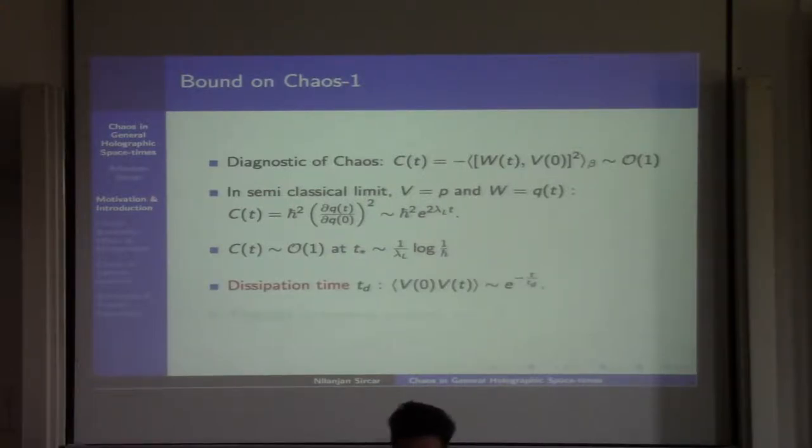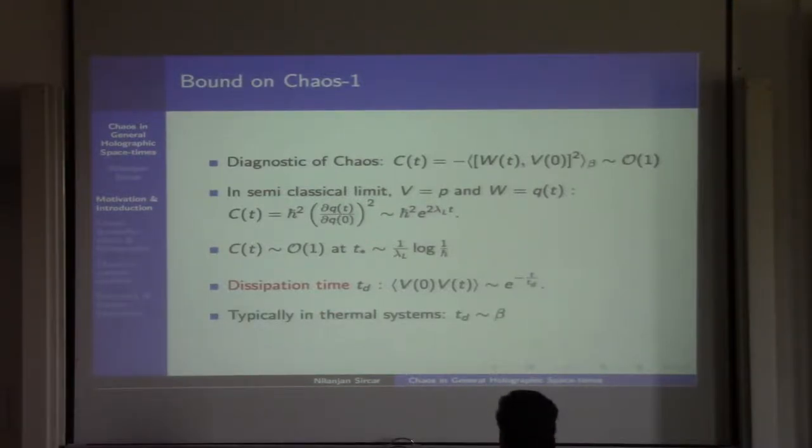There is generally another time scale in the system, called the dissipation time, which is the time scale over which the two-point functions in this theory change. They are exponentially damped with this factor of t_d, and this is typically, in thermal systems, of order inverse temperature.